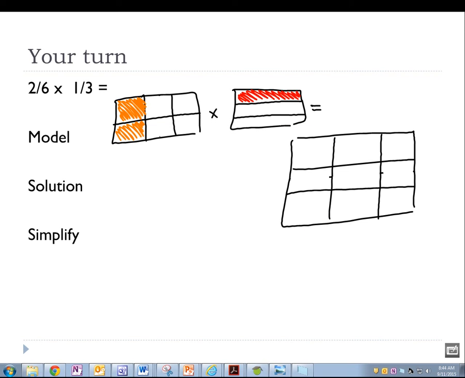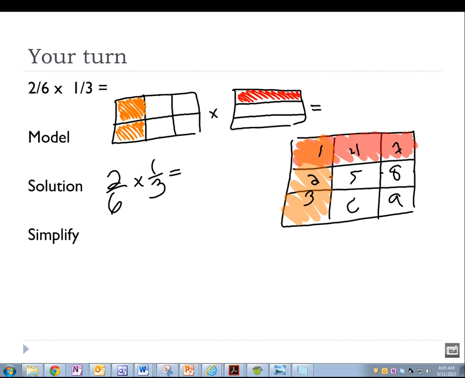Okay, we have this shaded in, and we have this shaded in. All right, now, how many are shaded in? Katie? There's 1/9 shaded in. You are correct, because look, 1, 2, 3, 4, 5, 6, 7, 8, 9. So the solution is 2/6 times 1/3 equals 1/9, and it's already simplified.